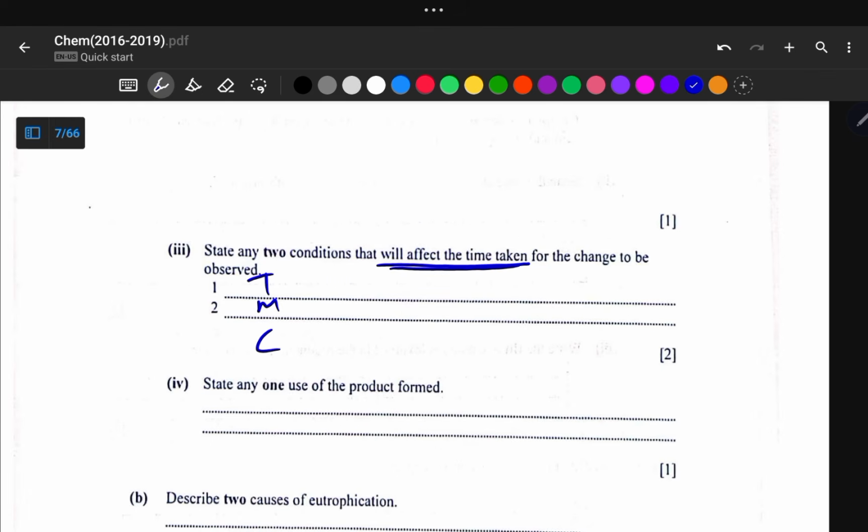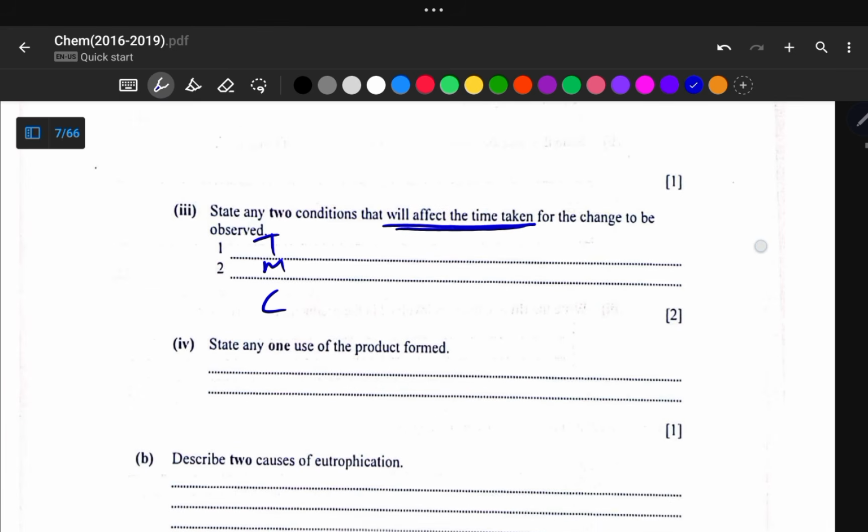So temperature is governed by the kinetic theory of matter. Increase in temperature increases the collisions, increases the particles with the amount of energy, activation energy. So that's reaction kinetics. We're going to cover that when we are going to do reaction kinetics.